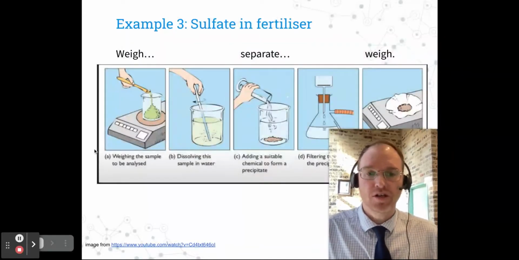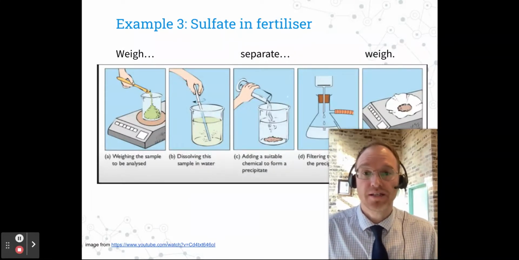Third example, and this is a common one as well, to find sulfate in fertilizer, same basic process.